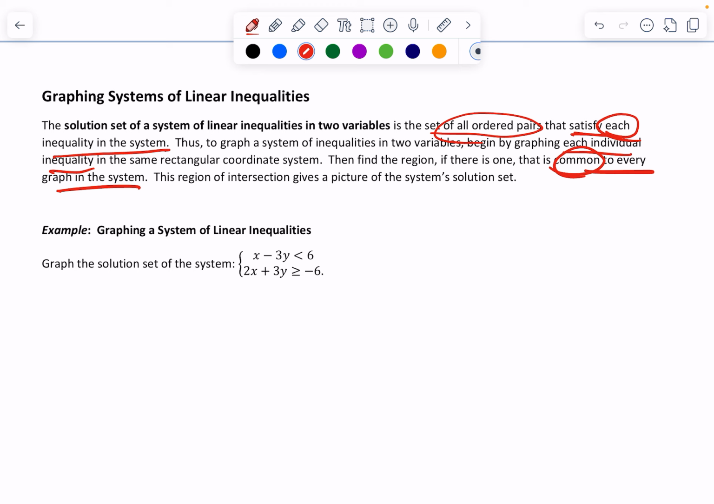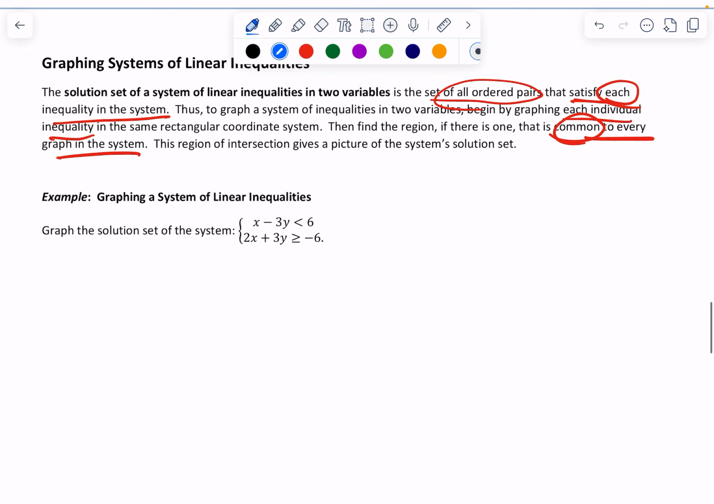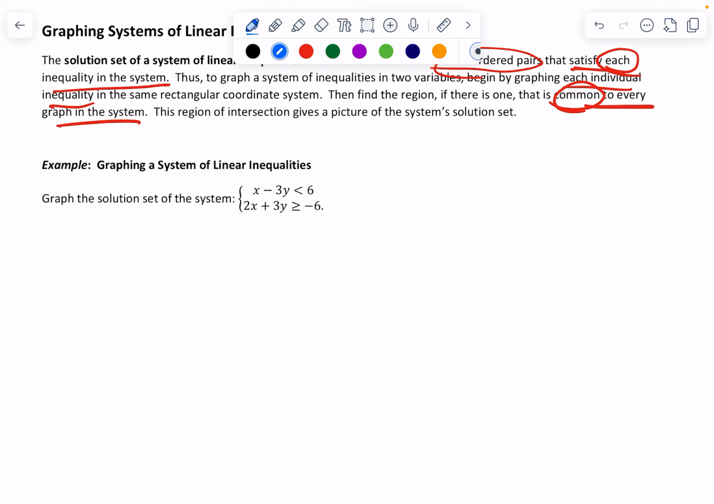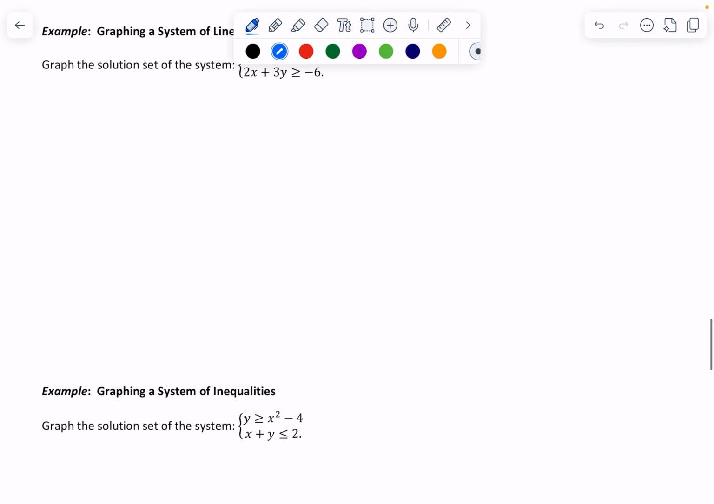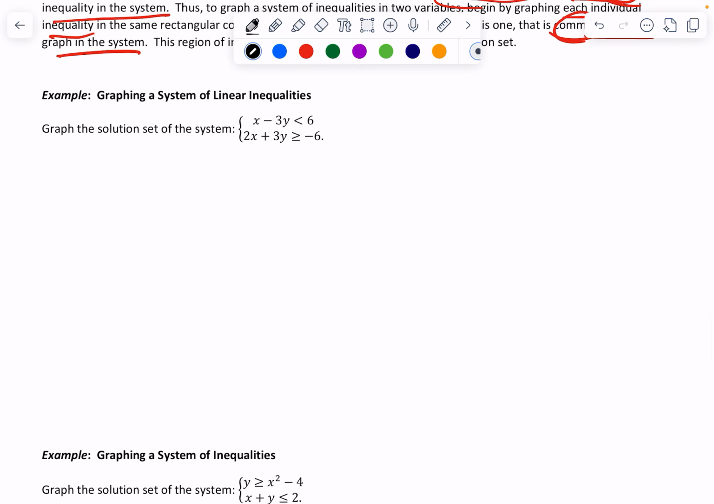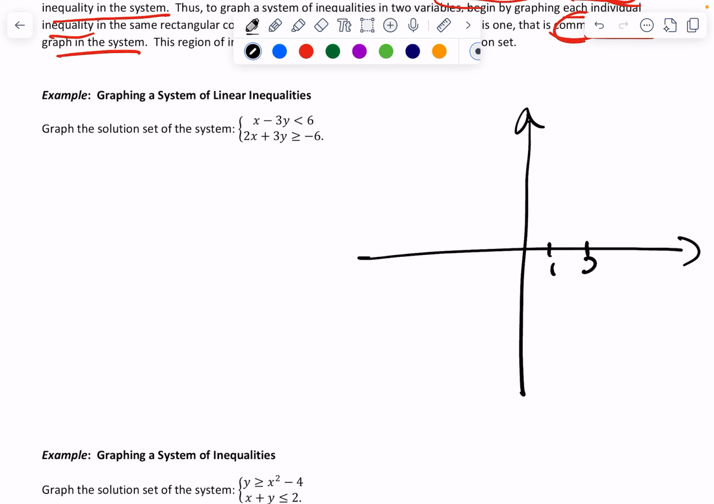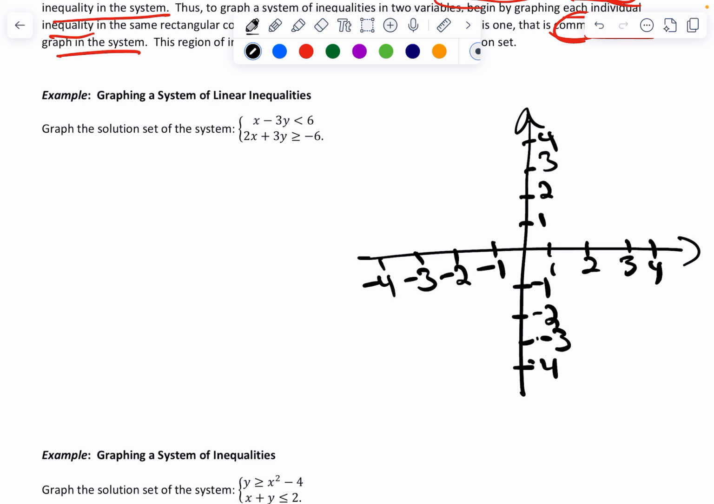Okay, so we have the system here of two inequalities. We need to graph both of these on a rectangular coordinate system. Negative 2, negative 3, negative 4. 1, 2, 3, 4. Negative 1, negative 2, negative 3, negative 4.